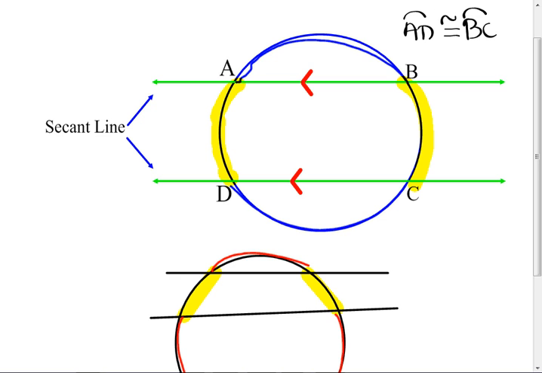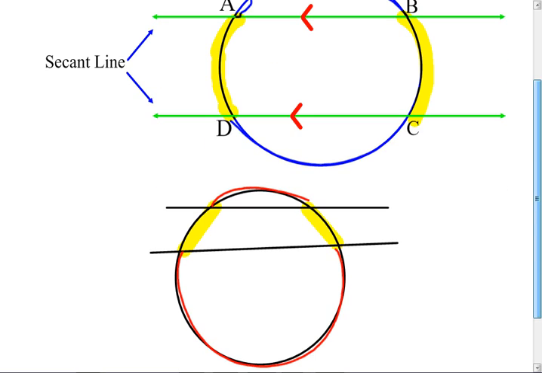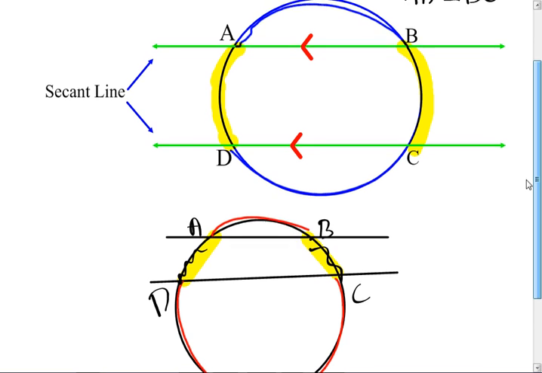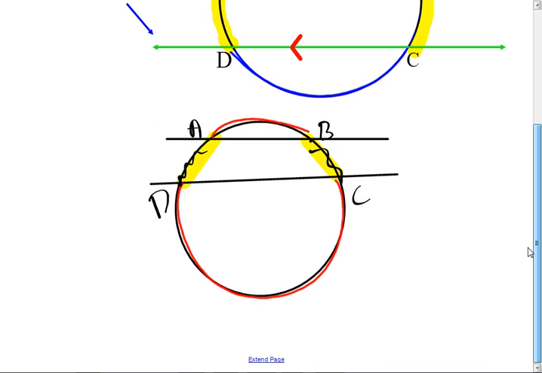Only until I drew this picture here was it easier for me to see that. So let's label this A, B, C, D. This arc is congruent to that arc and not those other ones. That could be misunderstood very easily from that diagram. I misunderstood it. So if you have parallel lines, the arcs that are cut off in between the parallel lines are the arcs that are congruent. Okay, two more things to look at.